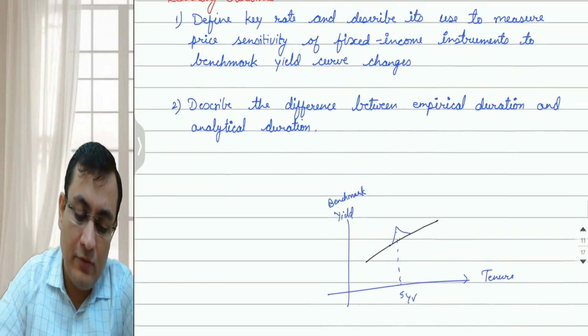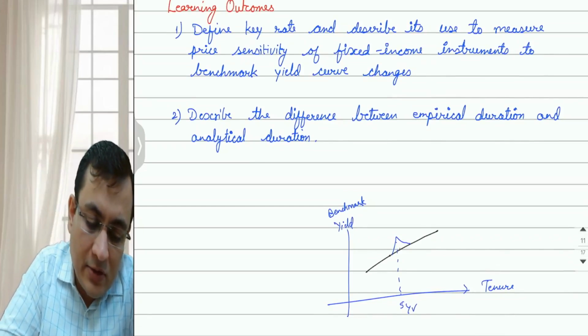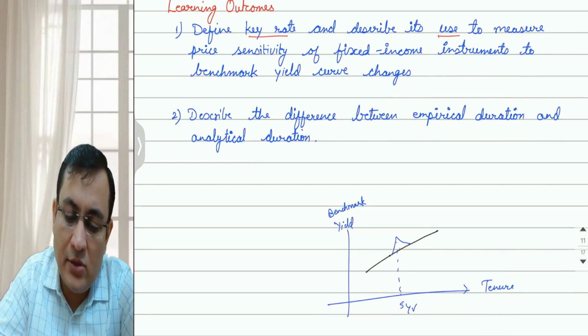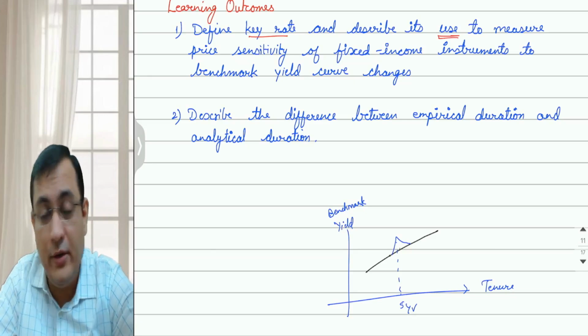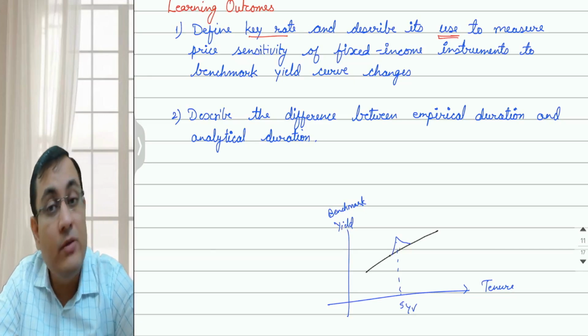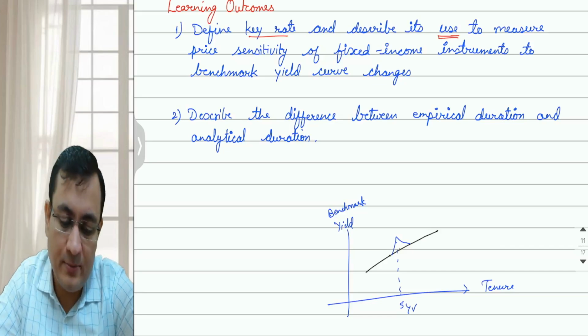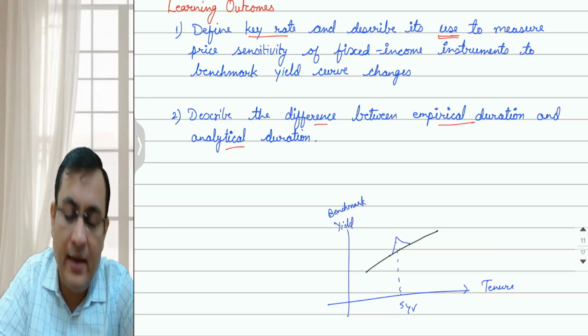What are the LOS we are going to cover here? The LOS is, first, define key rate. First of all, we have to find out what is key rate, define, and then describe its use. We will use key rate duration to find out how we can change the portfolio composition to increase the returns for the investor or decrease the losses for the investor. Then describe the difference between empirical duration and analytical duration.